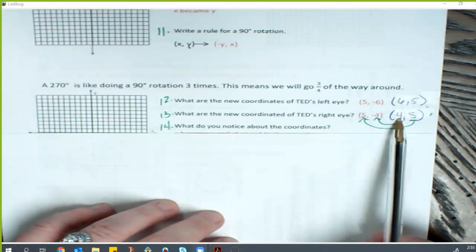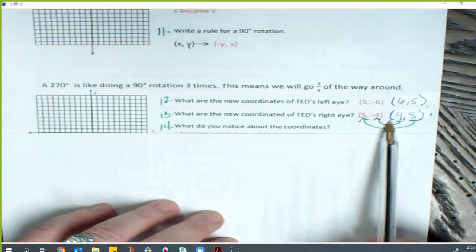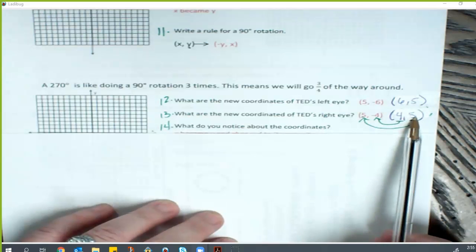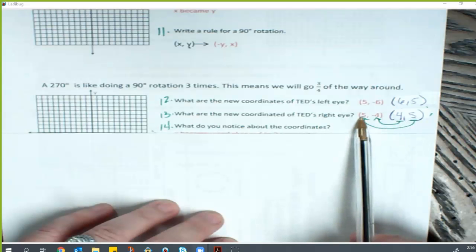Okay, so my original X, what happened to it? What does it become? The opposite, and where does it sit now? It sits in the Y location. It becomes the Y. My original Y, what happens to it? It becomes the new X.